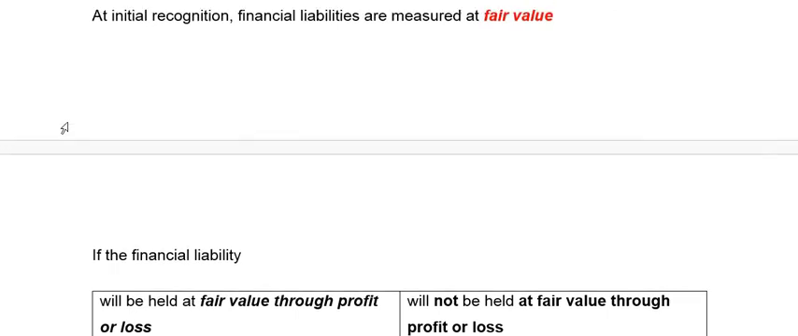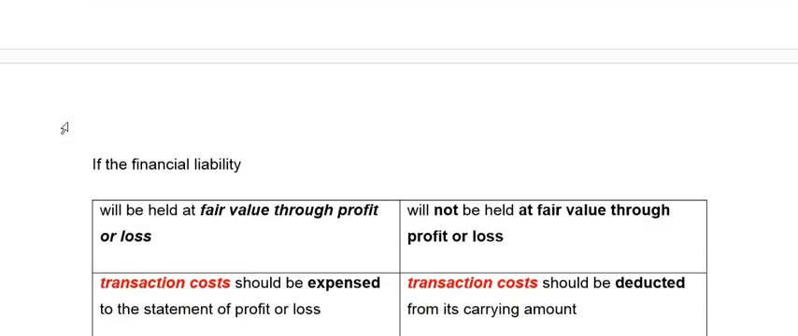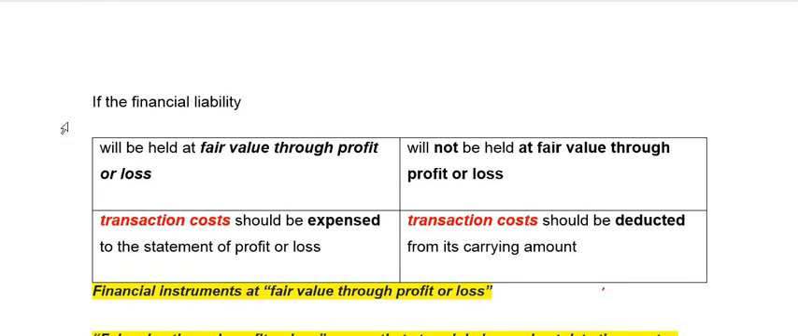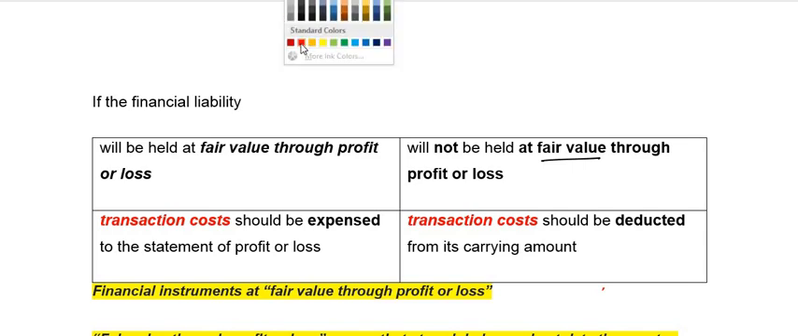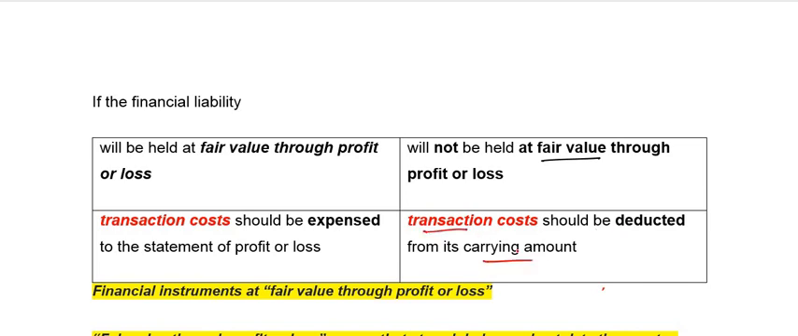Then if the financial liability will be subsequently measured at fair value to profit or loss, then the transaction cost will be expensed to profit or loss, right? Then we have also discussed that if the financial liability will not be held at fair value to profit or loss, we have to measure the financial liability at amortized cost. Then the transaction costs will be deducted from its carrying amount.